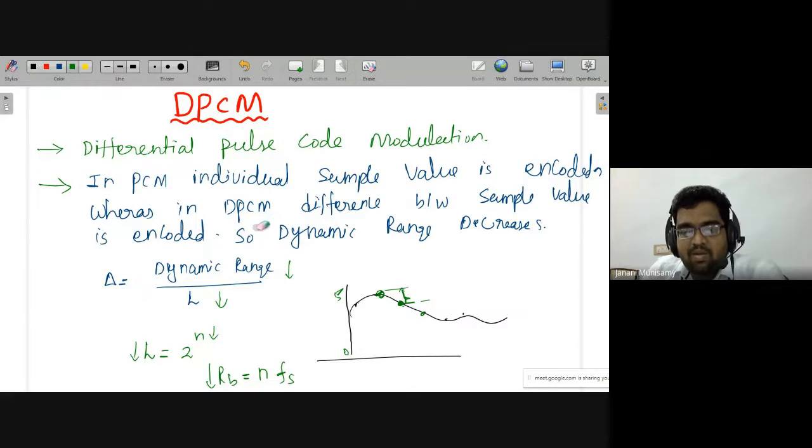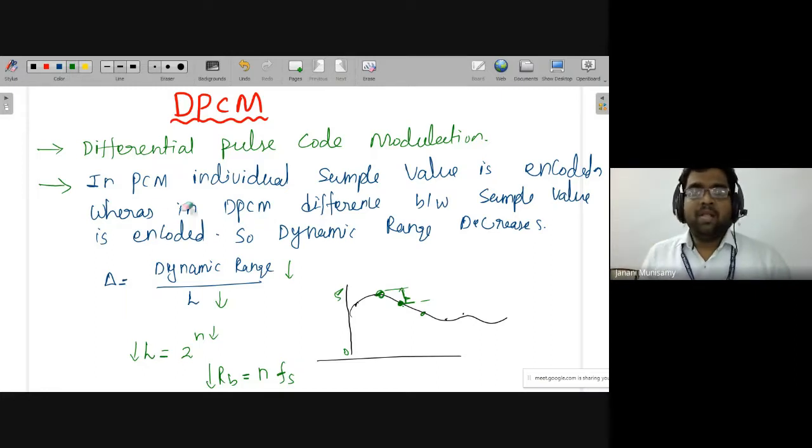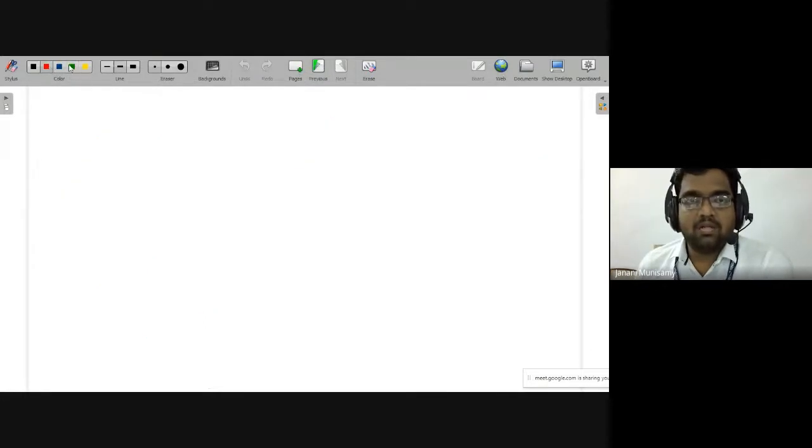Either by fixing the bandwidth, we can increase the clarity of the signal, or otherwise by fixing the clarity, we can reduce the bandwidth of the individual user so that we can accommodate more number of users by using the DPCM technique. Next, இதனுடைய extension வந்து பார்த்தீங்கன்னா delta modulation. Next, delta modulation.